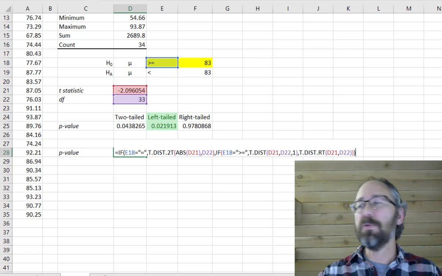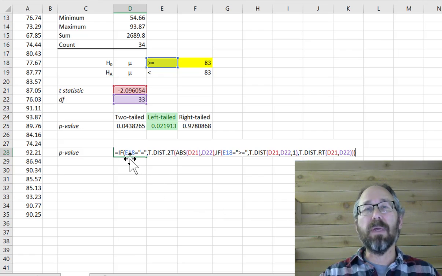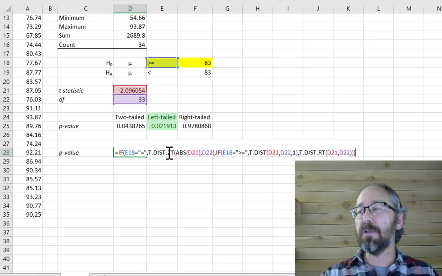Okay, let's review this. So I have an if statement, and I'm checking to see if it's a two-tailed test by checking to see if there's an equal sign in E18. If there is, I'm doing the calculation for a two-tailed test, remembering to include that absolute value for the T-statistic.